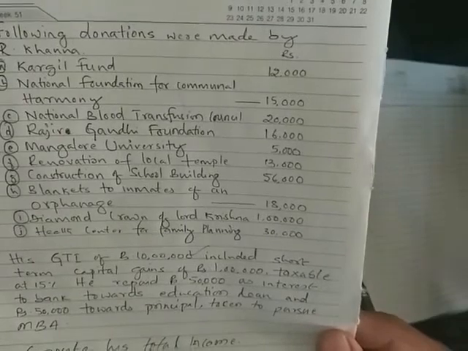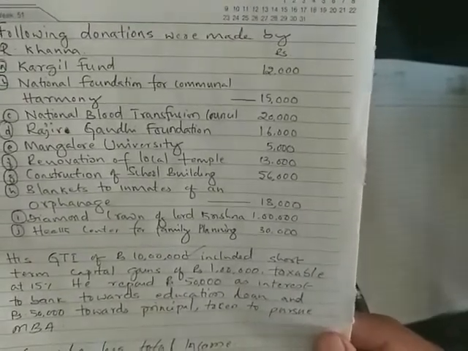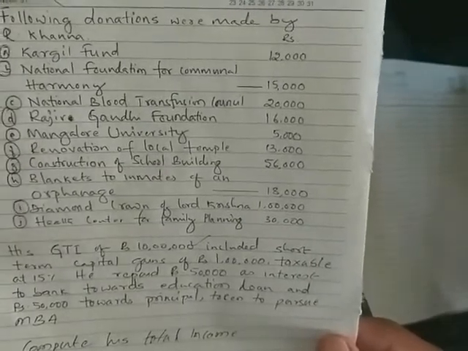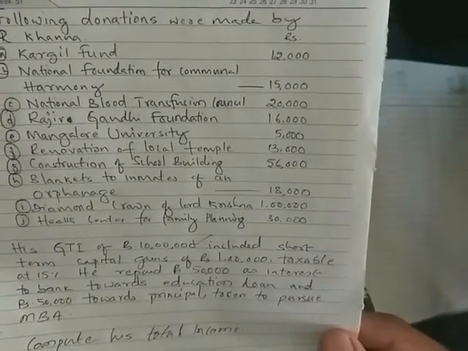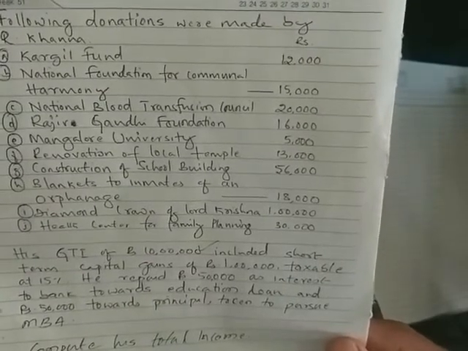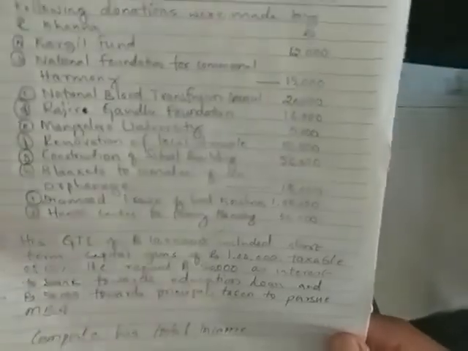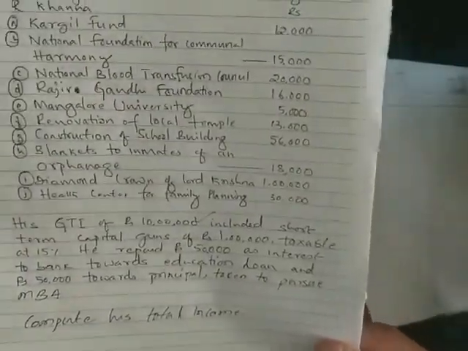His gross total income of rupees 10 lakh included short-term capital gains of rupees 1 lakh, taxable at 15%. He repaid rupees 50,000 as interest to bank towards education loan and rupees 50,000 towards principal taken to pursue MBA. We are asked to compute his total income. So let's work out this question.